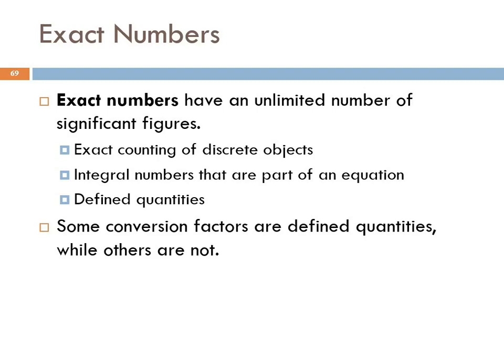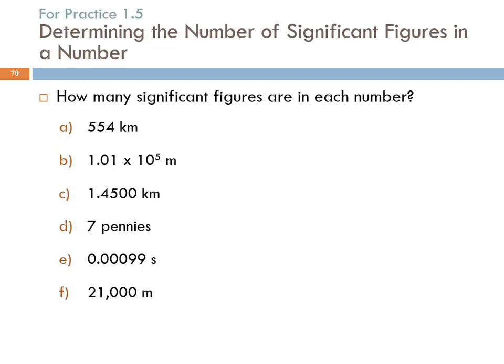Integral numbers that are part of an equation. The volume of a sphere is 4/3 pi r cubed. 4 divided by 3. Those numbers are exact numbers. They have an infinite number of significant figures. And then defined quantities. A foot is defined as 12 inches. It's exactly 12 inches by definition. Now, some conversion factors are defined, others are not. And we're not going to get too hung up on this, but just be aware of that.